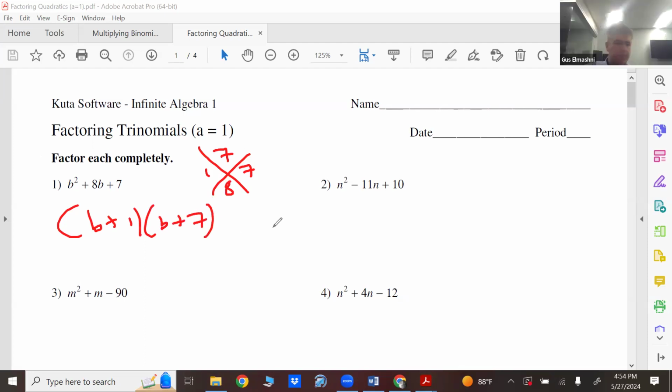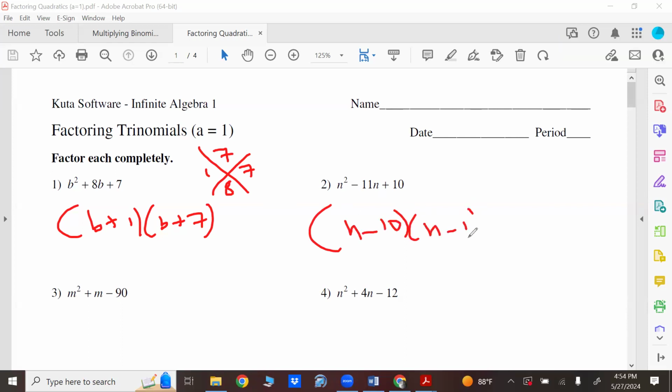Okay, what about two? Let me write something down. It would be n plus one, n minus 10. N minus one, n minus 10. All right. Wait, how did I get that one wrong? Right. It has to multiply 10 out to negative 11, so you have to have two negatives. Okay.